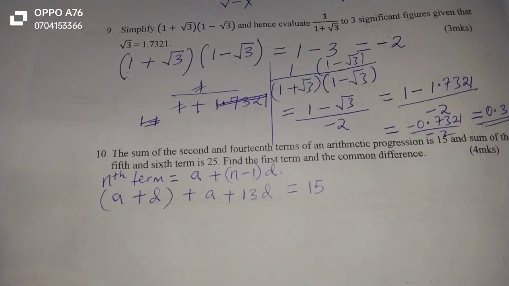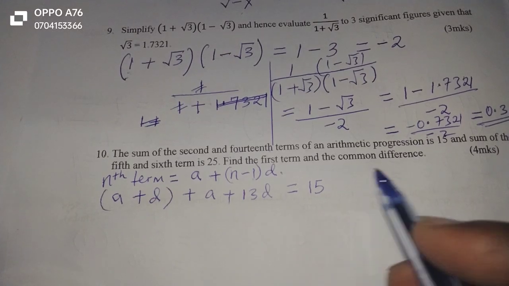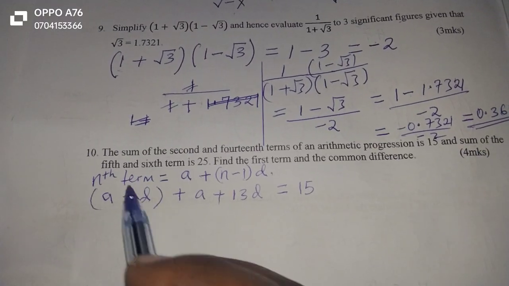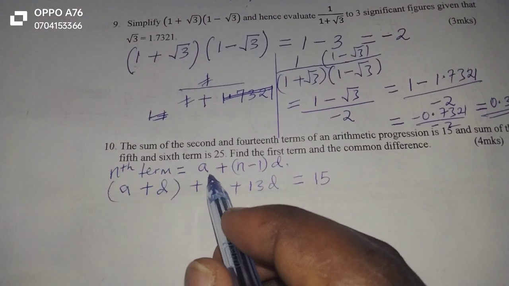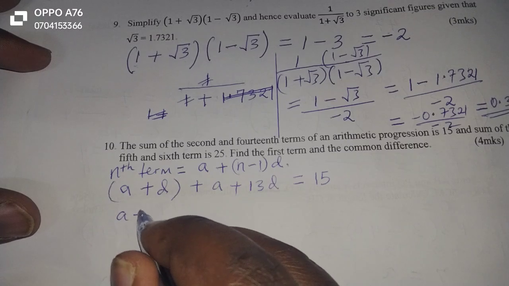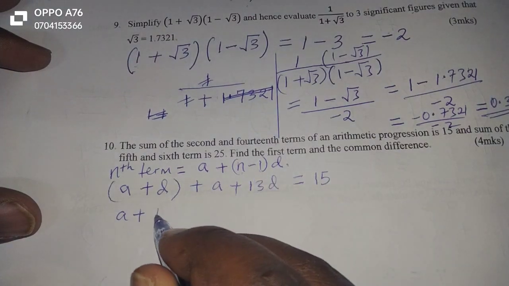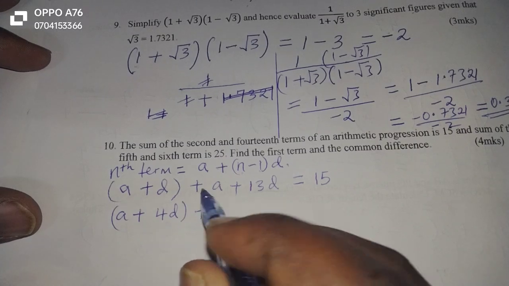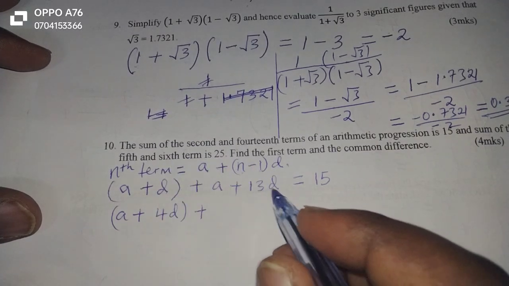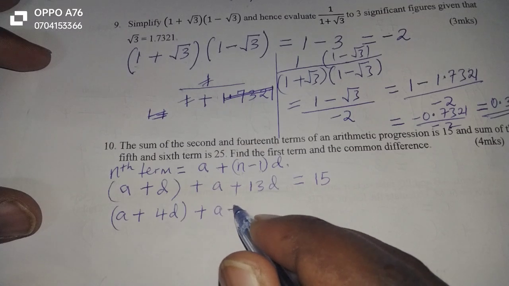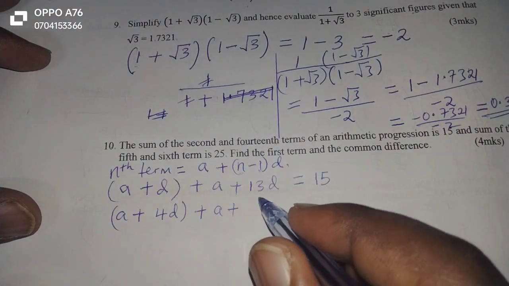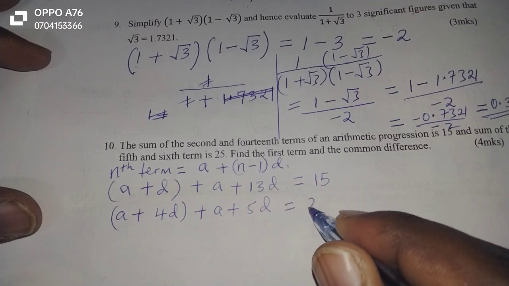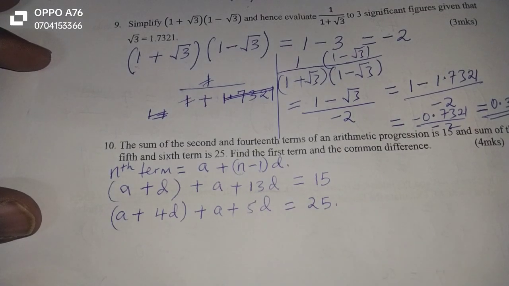Then we continue reading to extract the second equation. We are told that the sum of the 5th term, which is going to be a plus 5 minus 1, which is 4 multiplied by d, and the 6th term, which is going to be a plus 6 minus 1, that is 5 multiplied by d, is equal to 25.